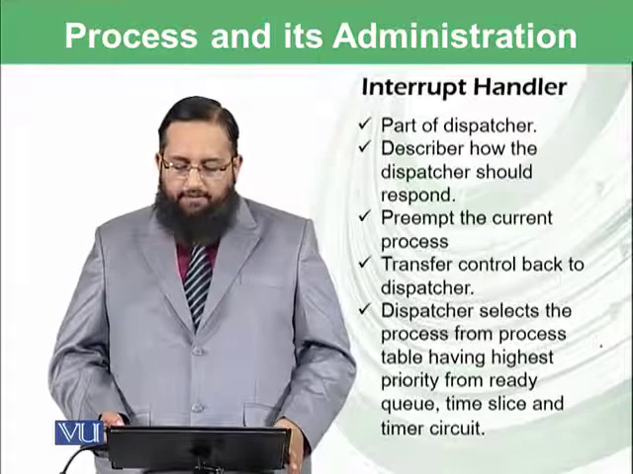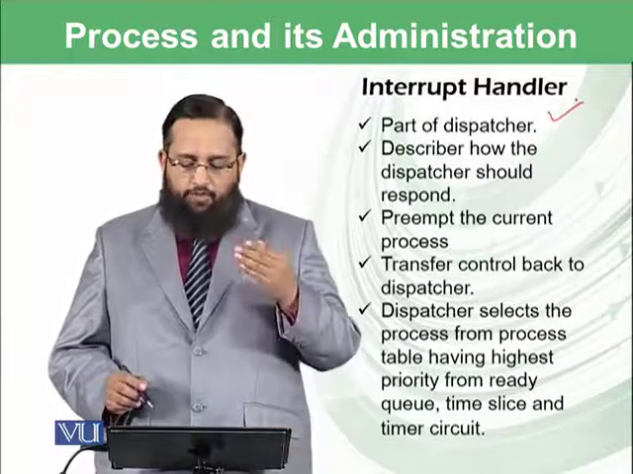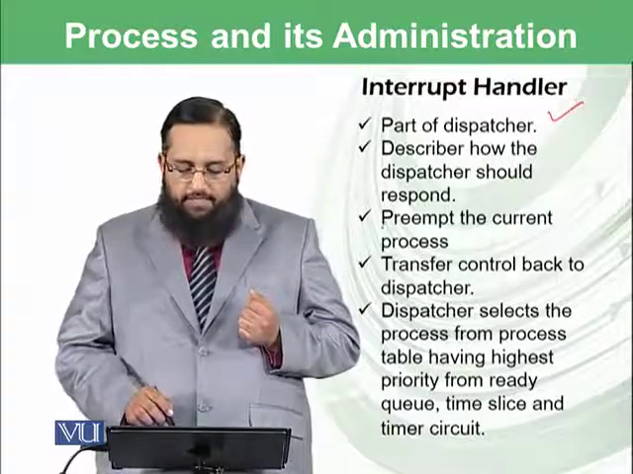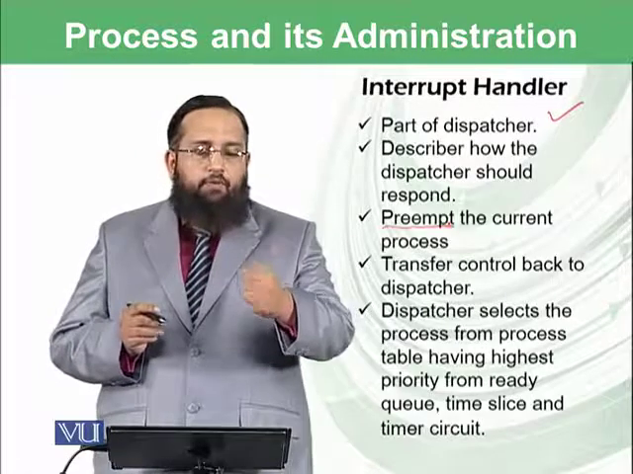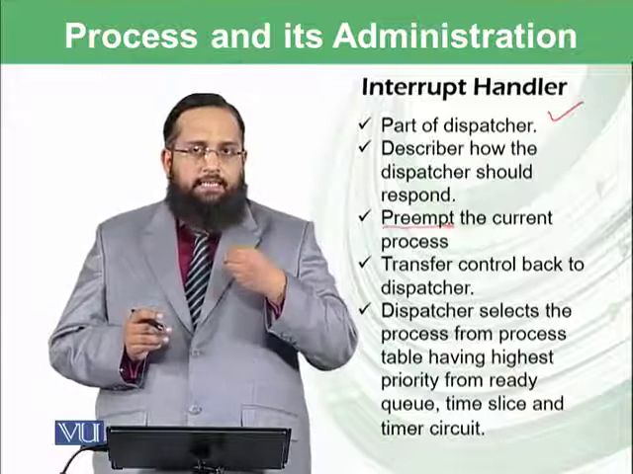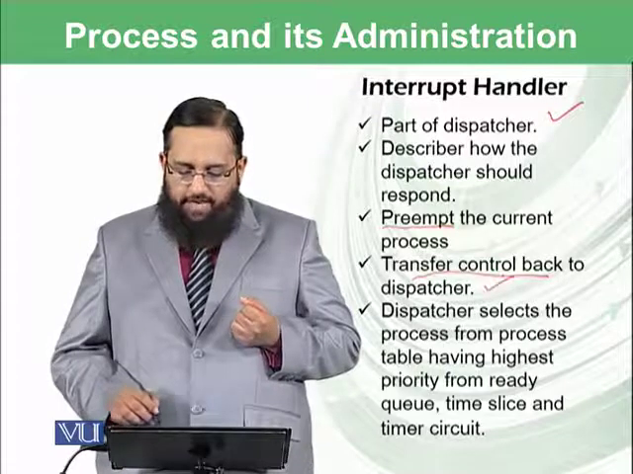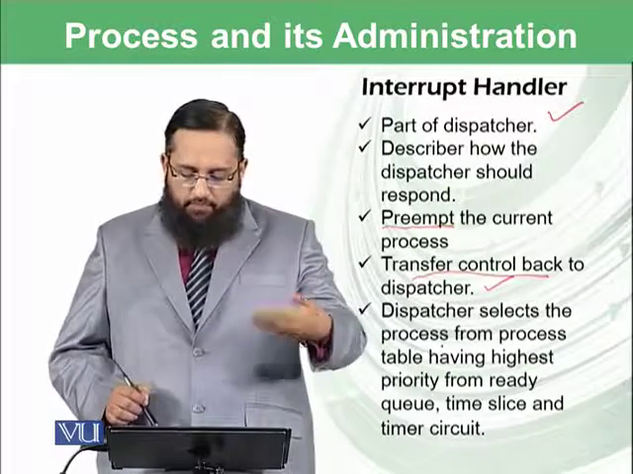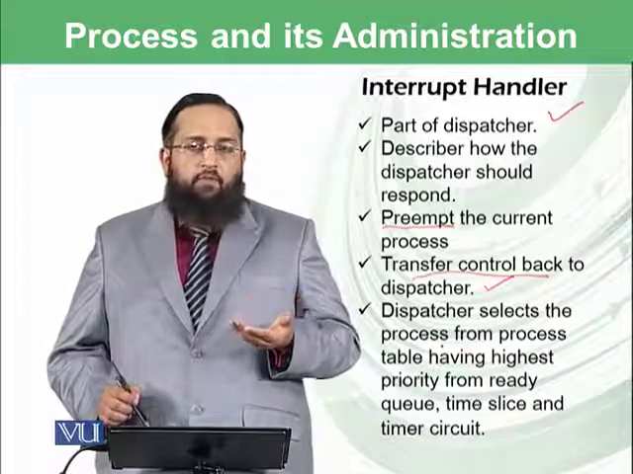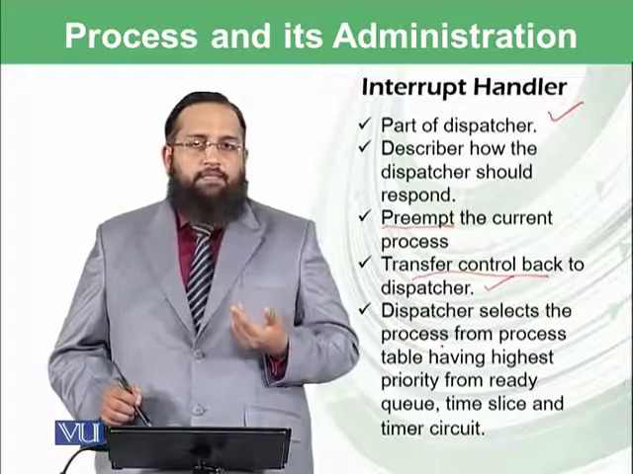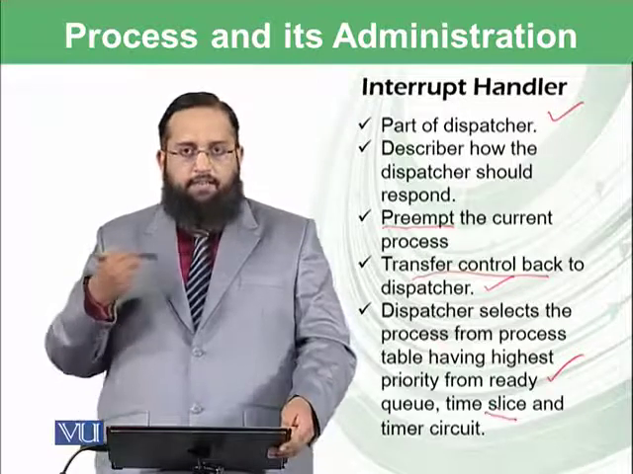The interrupt handler is basically part of the dispatcher. It describes how the dispatcher should respond. One thing is that it preempts the current process. It forcefully takes the CPU from that process, and that is known as preemption. Then it transfers control back to the dispatcher, and the dispatcher selects the process from the process table having the highest priority. If all of the priorities are the same, then the process that arrived first is selected from the ready queue, a time slice is given, and the time circuit is again initiated.